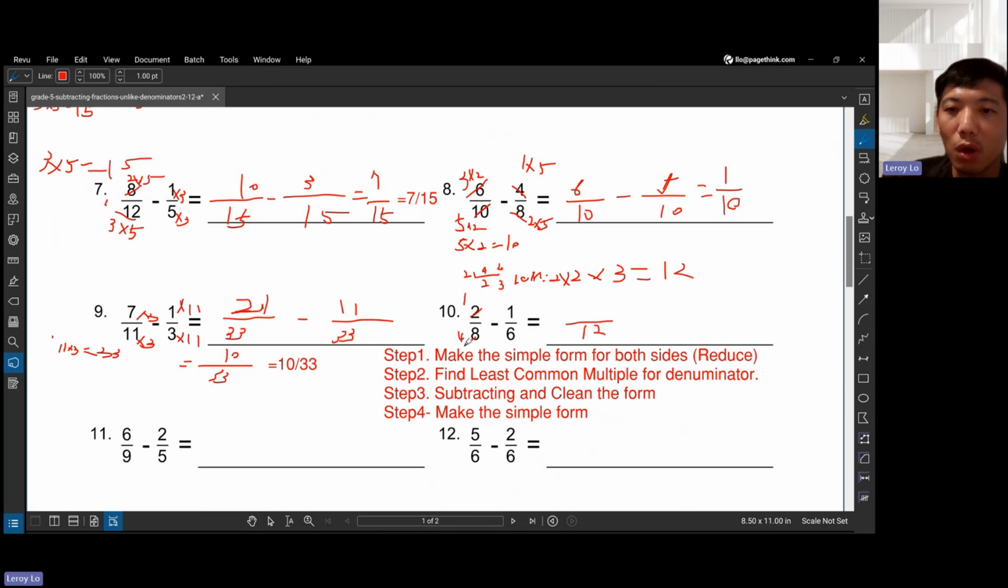So 1 over 4, from 4, how to get to 12? We times 3. So 1 also needs to times 3. Okay, minus 1 over 6. So we know from 6 to 12, we times 2. So top 1 also needs to times 2. So this will be 1 over 12.